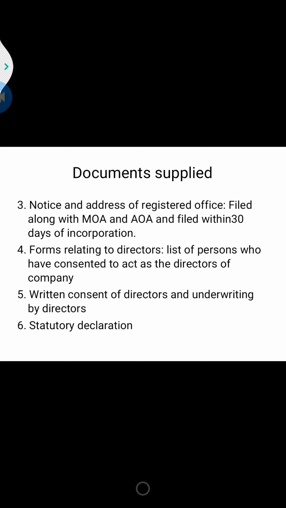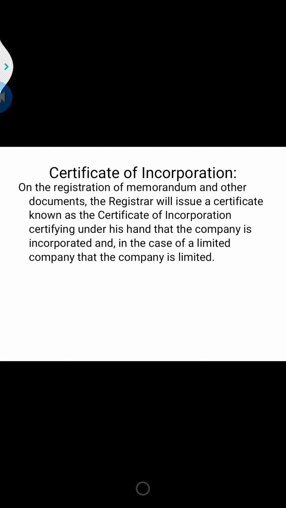And after submitting each and every document, you are going to get the certificate, and that certificate we call the certificate of incorporation. On the registration of the memorandum and other documents, the registrar will issue a certificate known as the certificate of incorporation, certifying under his hand that the company is incorporated, and in the case of a limited company, that the company is limited.